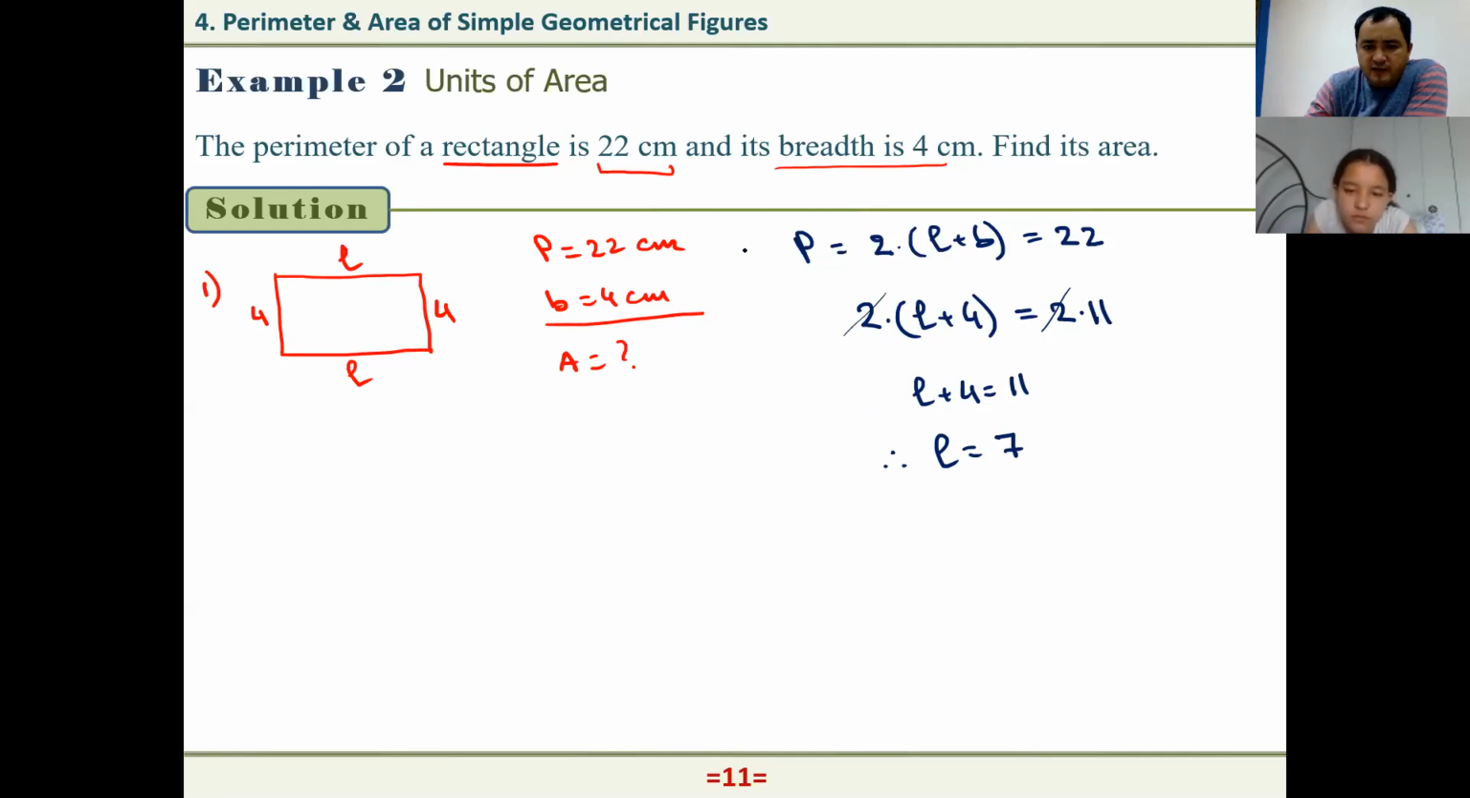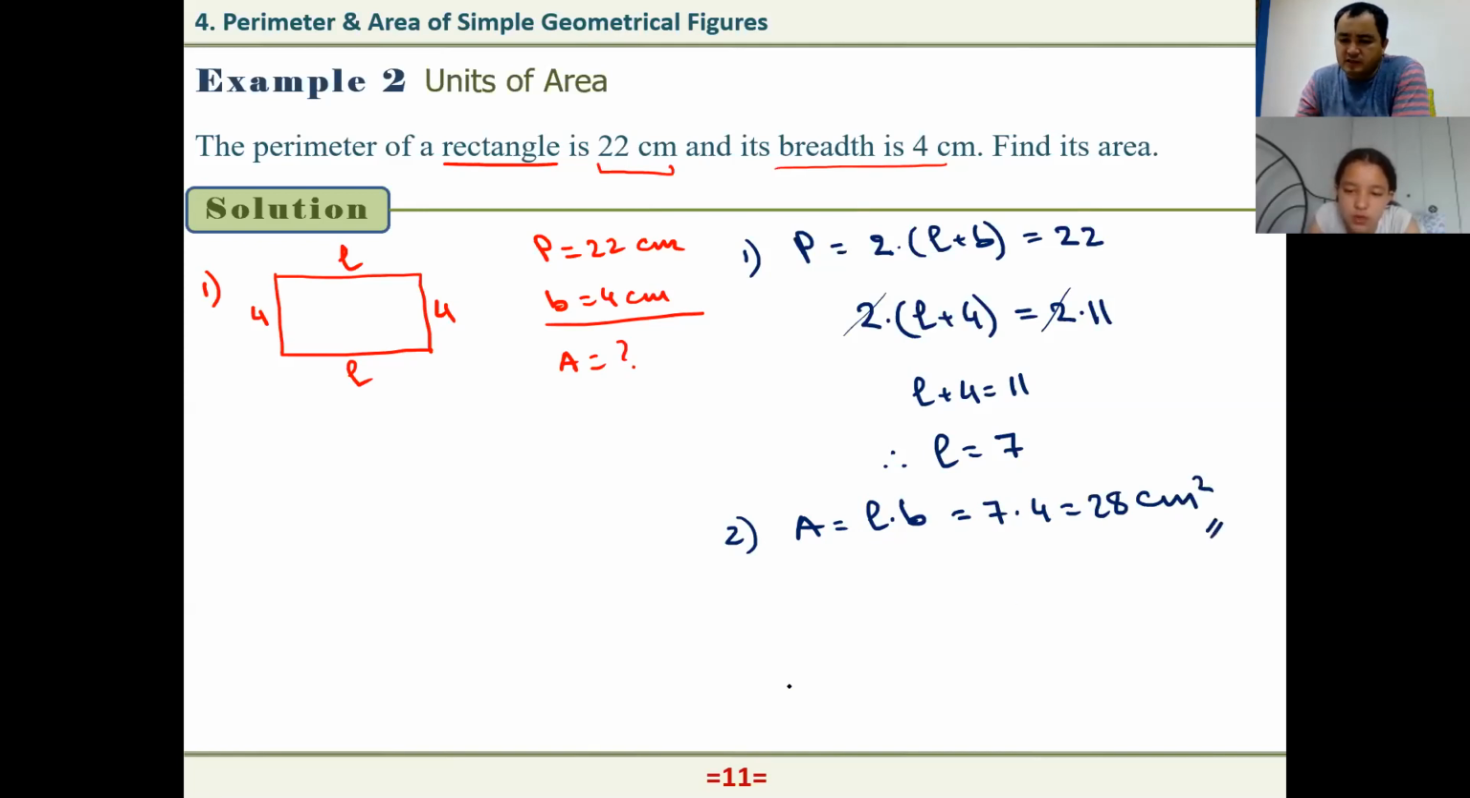Now we got the value of L. That's the first step. So we are not done yet. The second step. The question is find the area, right? So what is the area? Area equals length times breadth. Do we know the length? It is 7 times breadth, which is 4. So that's equal to 28 square centimeters. Okay, so the area of this rectangle is 28 square centimeters.